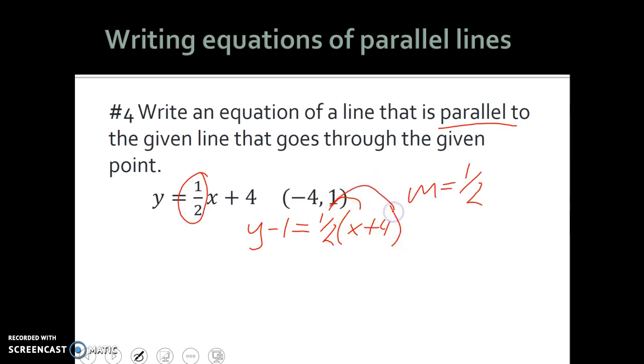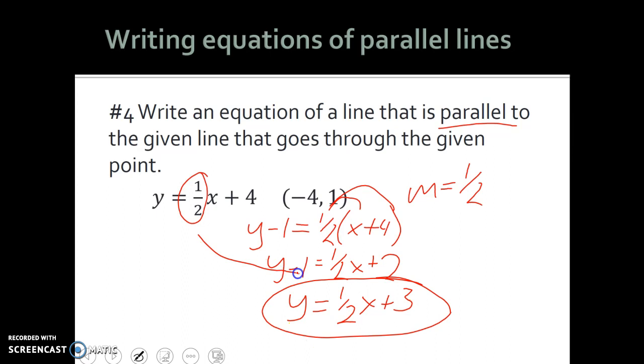So I'm going to start by distributing the 1/2. I'll have y minus 1 equals 1/2 x plus 2, because half of 4 is 2. I'm going to add 1 to both sides, so I'll have y equals 1/2 x plus 3. So we know it's parallel because the slopes are the same. But does it contain this point? Well, there's a nice way to check to see if it does. We could just plug in -4 for x, and hopefully we'll get 1 back out. We know that 1/2 of -4 is -2, and -2 plus 3 does give us 1.